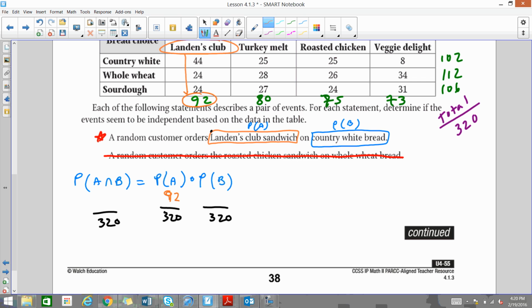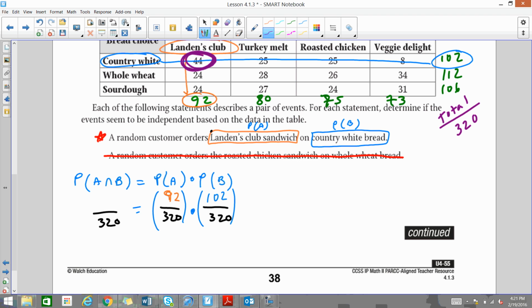Now we're doing country white bread. If you look at country white bread, we go all the way across and ask how many people got country white bread. It could have been on Landon's sandwich or the turkey melt or chicken veggie, whatever it is. That's 102 people. So we're going to look at these two probabilities and say, if they are multiplied together, will they equal the probability of their intersection, of somebody getting a country white sandwich with Landon's Club on it?